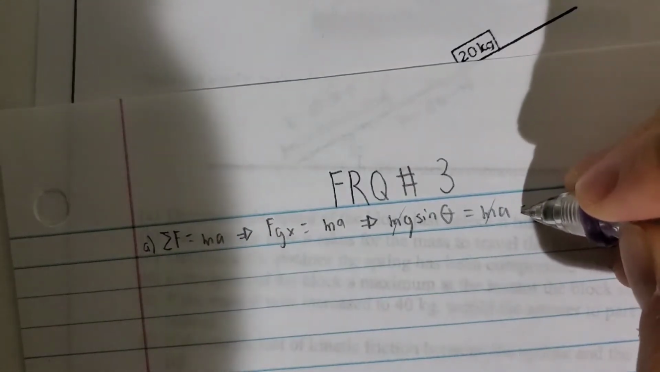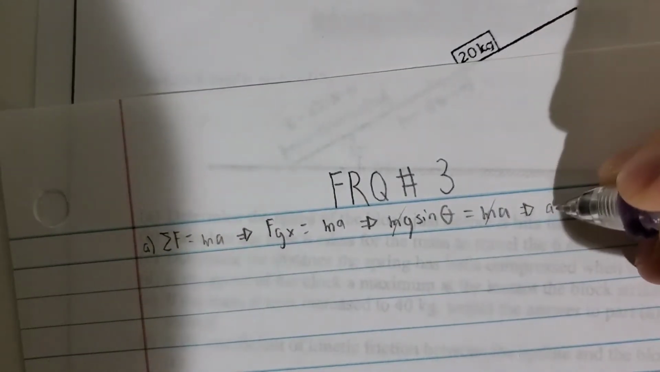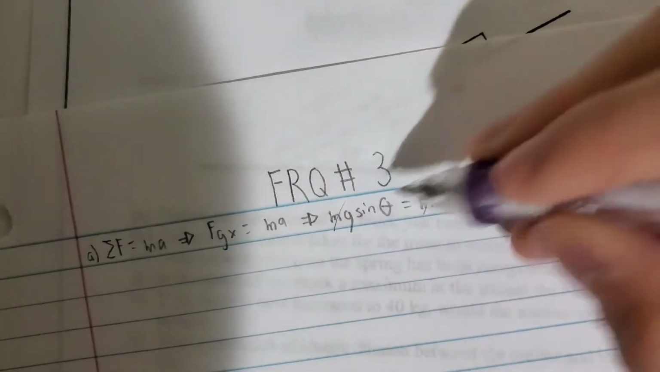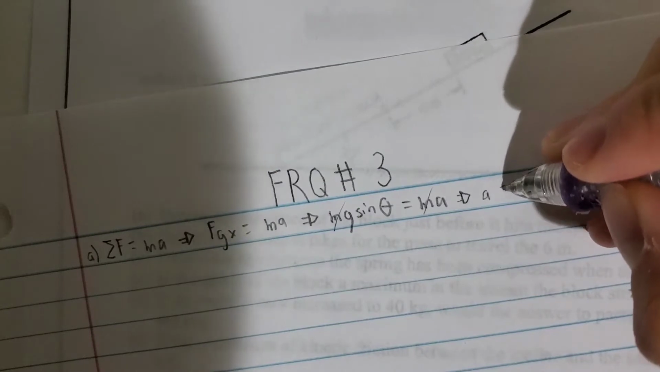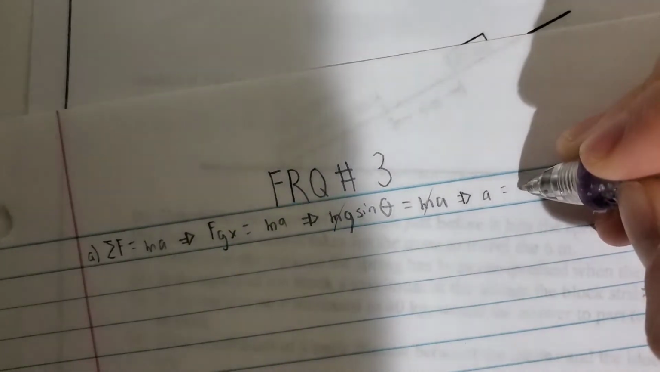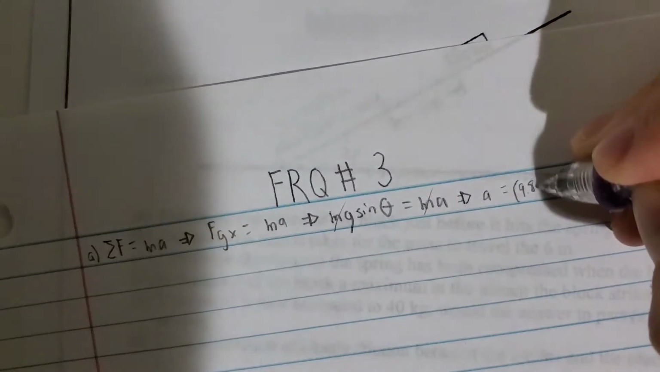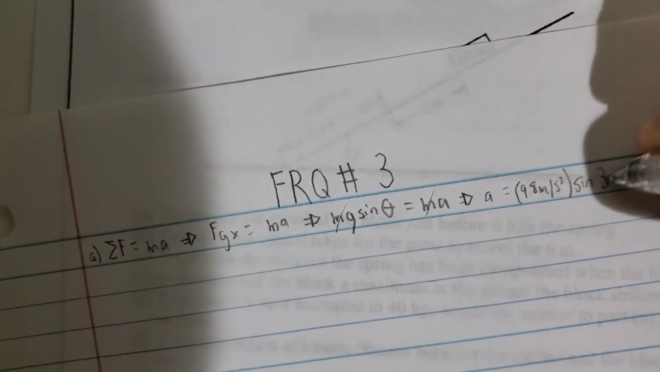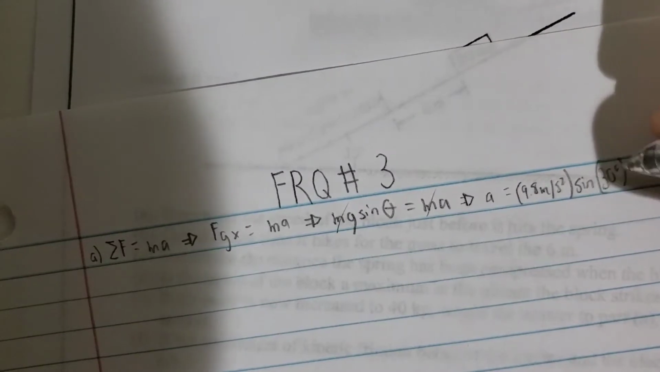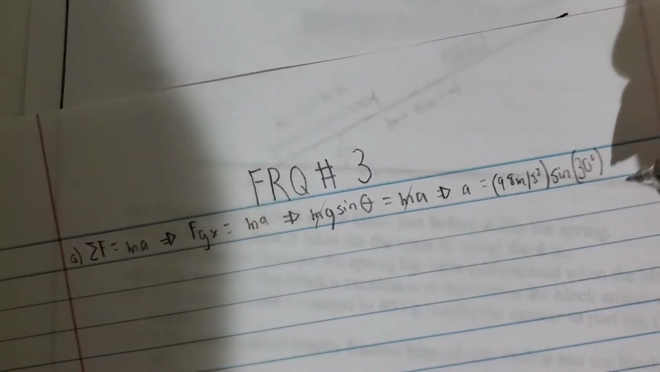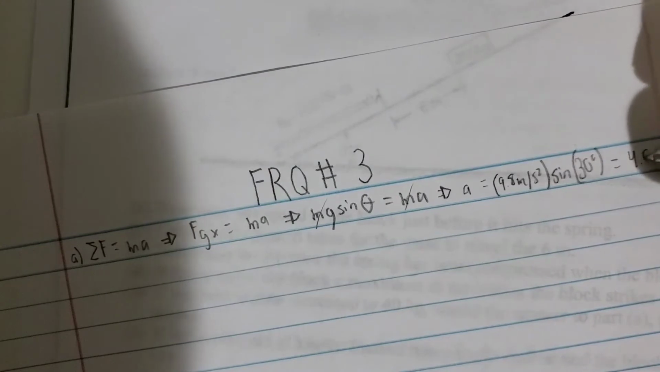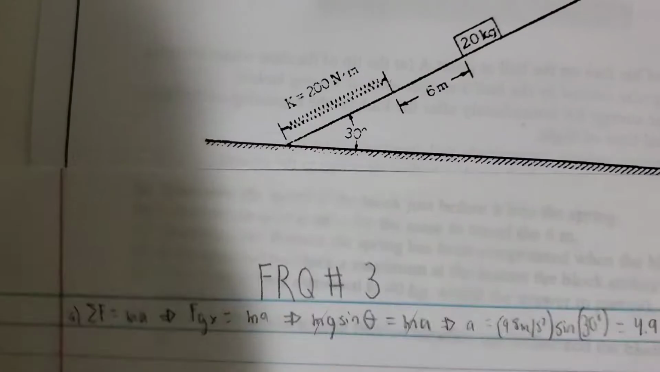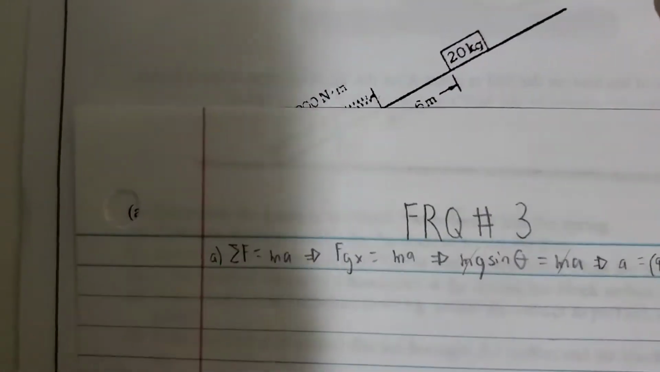And by doing that, we've isolated for A. So A equals g sine theta. Now we can plug in our numbers. So g is 9.8 meters per second squared. The angle is 30 degrees. And plugging this into the calculator, we get 4.9 meters per second squared. So that is our acceleration down the incline.